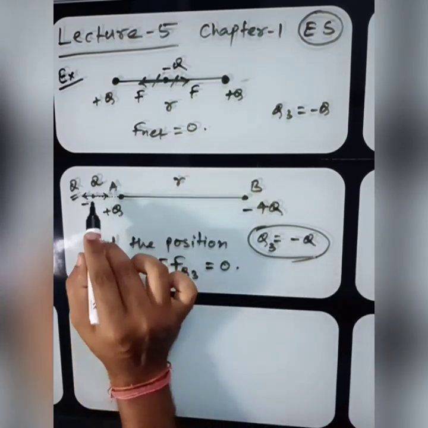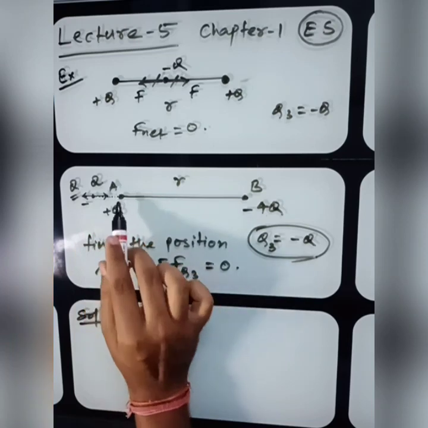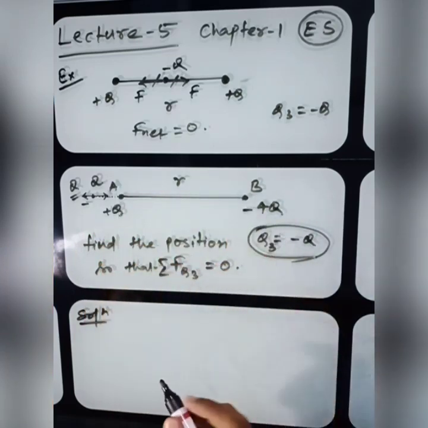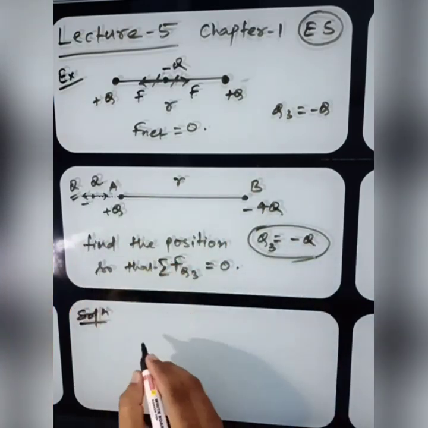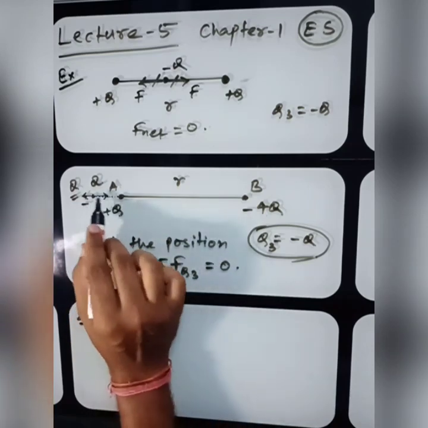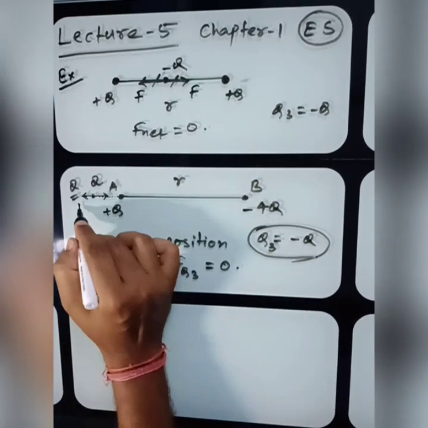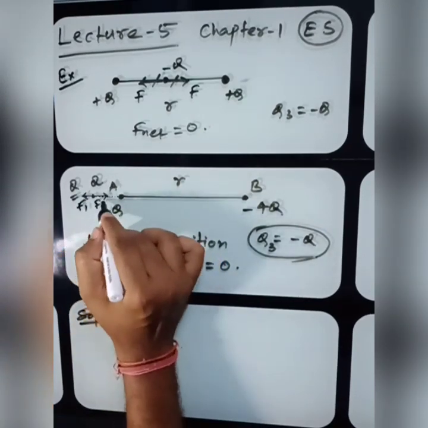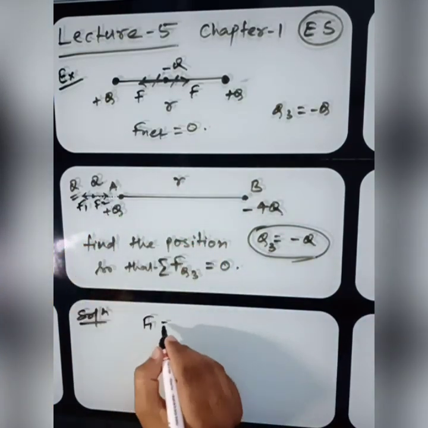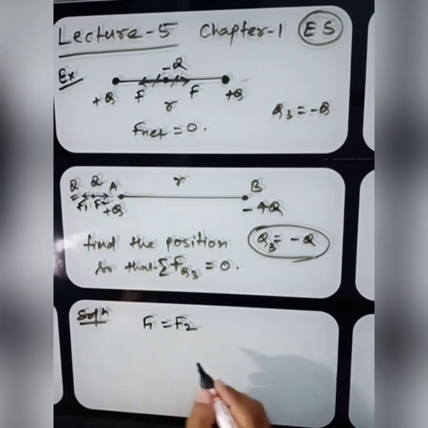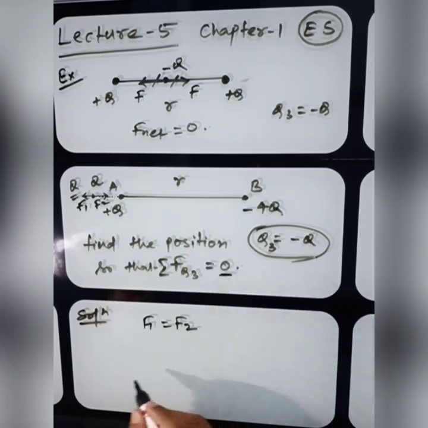Now we have the third charge over here. This is q, this is minus 4q. Now we are finding the force. Of course these two will be equal. If it is F1 and F2, then F1 should be equal to F2, so that we have the net force equal to 0.